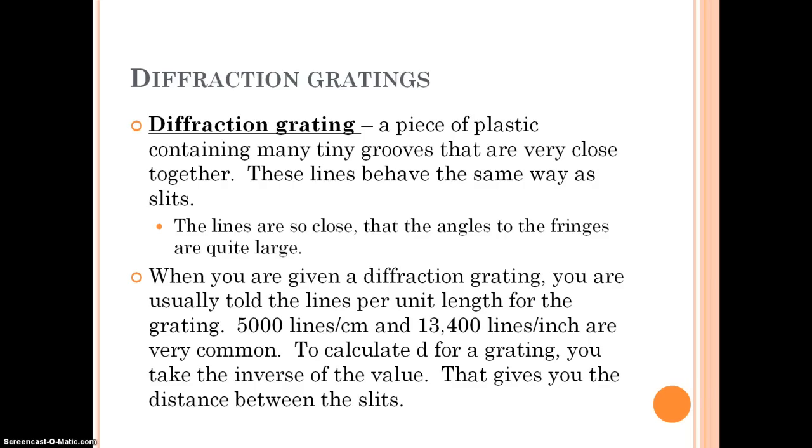But the lines per inch isn't a variable that we use. Instead, what we need is the distance between two lines. So if we have lines per distance and we want distance per line, what you need to do is invert the value for the rating, and that will give you D. So important things to know about diffraction gratings: one is that it behaves the same way as a double slit, and two, that you have to invert the rating, the lines per inch or lines per centimeter, in order to get D.